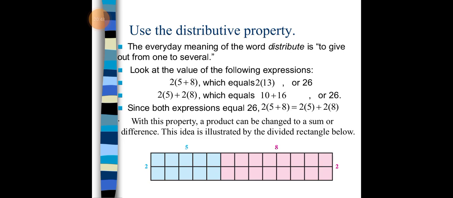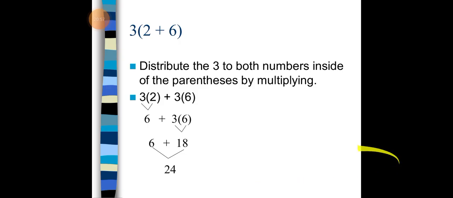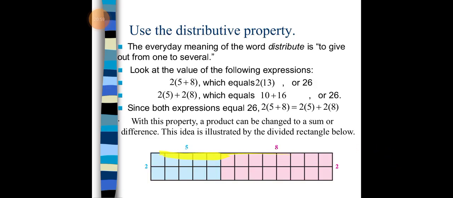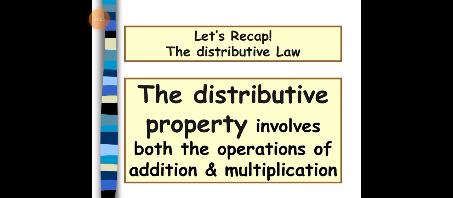This idea is illustrated by the divided rectangle below. Here you can see the rectangle presented, and here we are having 2, and then here we're having 5, and here we're having 8. So this is basically what I just explained to you. This is basically the value of the following expressions shown. Now let's recap the distributive law.